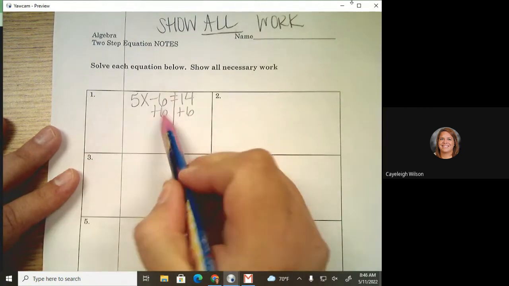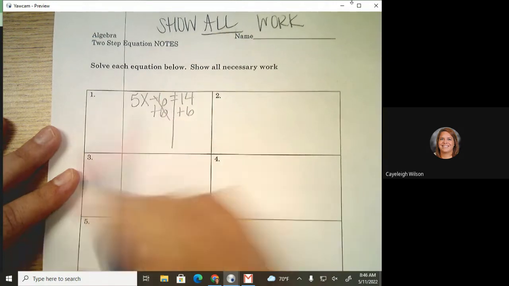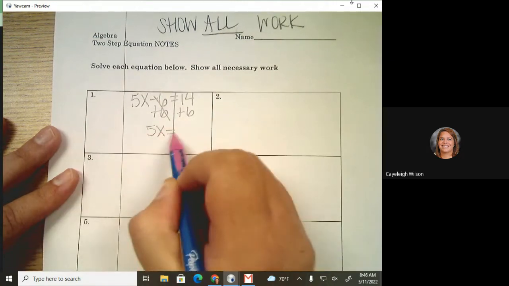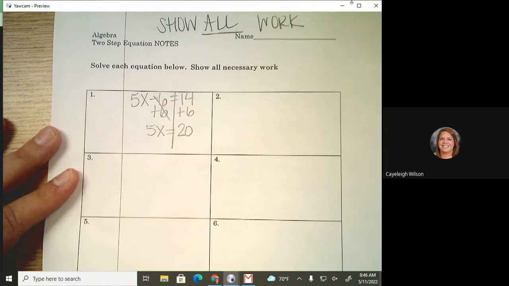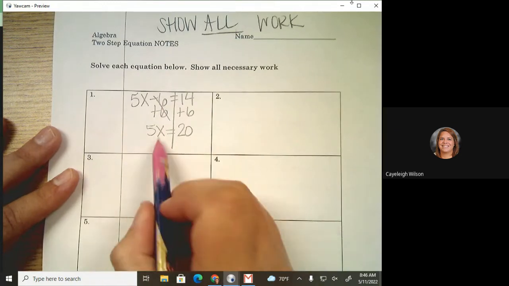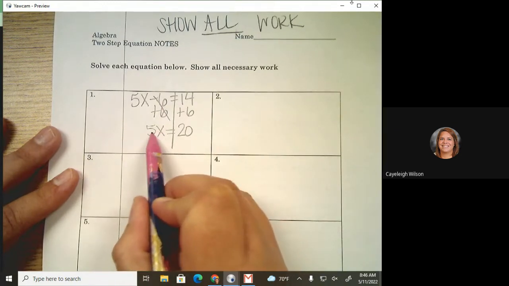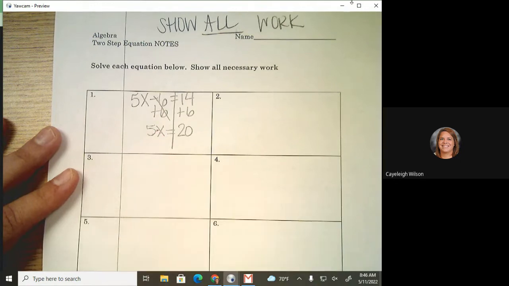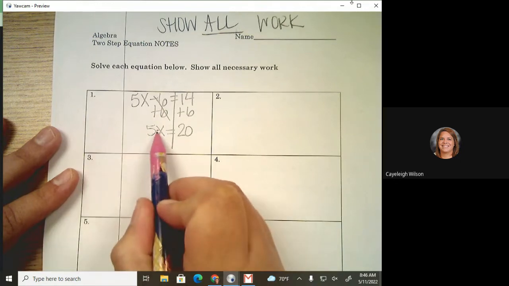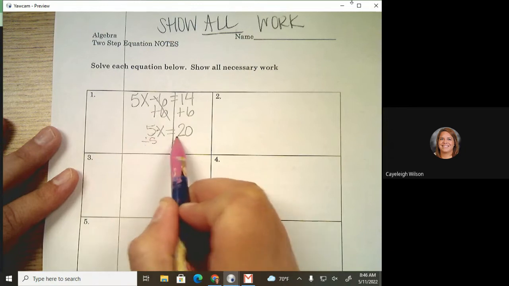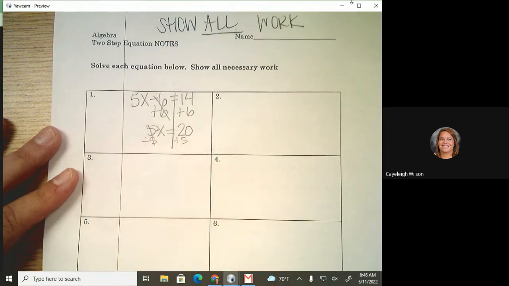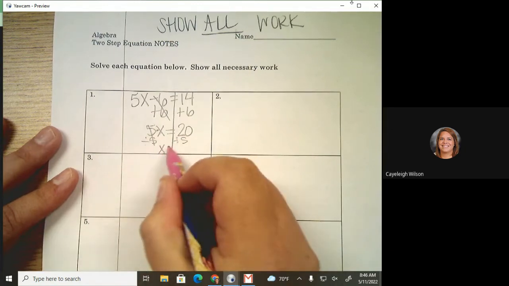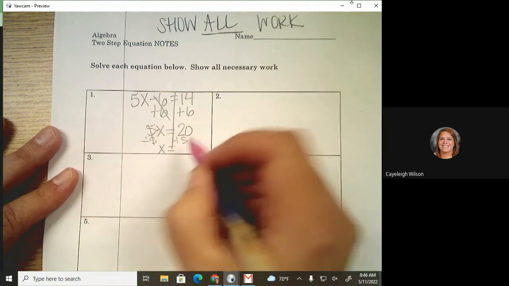So negative 6 plus 6, well, that's 0. So that's 5x equals 20. And then I look between the 5 and the x. There's nothing between them, so I know that's multiplication. So to get rid of 5 times x, I'm going to divide by 5. So 5 divided by 5 cancels out, and I get just x. And 20 divided by 5 is 4.